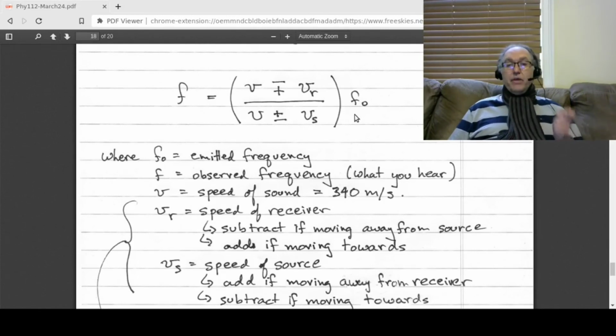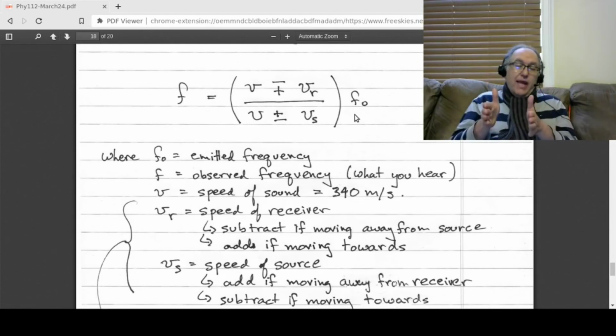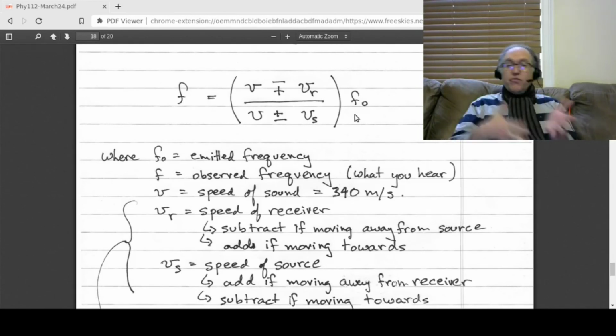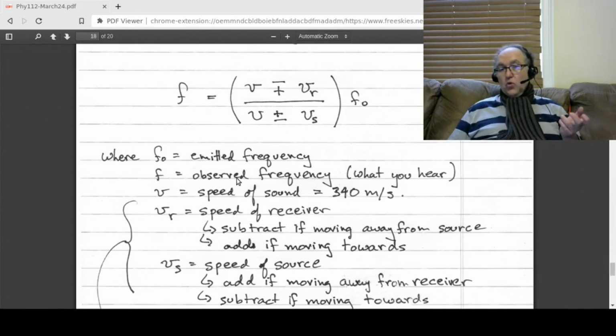That f0, that is the frequency that's emitted. That's the frequency you would actually hear if the source were standing still and the receiver is standing still. So if you're just standing beside this car and it's got the horn blaring, and you've got some device which can measure the frequency, you would get the actual frequency that's being emitted. Okay, now if either the source or the receiver are moving, or both, you're going to actually detect something different than what's being emitted. And so the observed frequency, that's just plain old f. Okay, and so that's the frequency of what you actually hear.